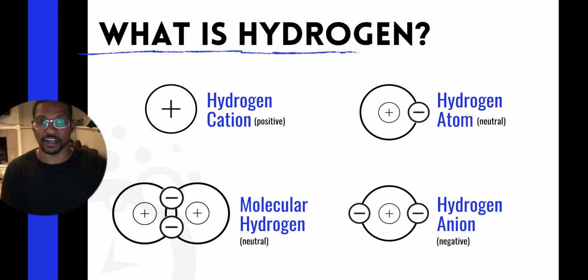And then we have molecular hydrogen, which is the star of the show. Molecular hydrogen is 2 protons and 2 electrons covalently bonded together, and it's neutral in charge. And then we have the hydrogen anion, which is 1 proton and 2 electrons. The hydrogen anion is typically found in more complex compounds like sodium borohydride. It's a rare form of hydrogen.